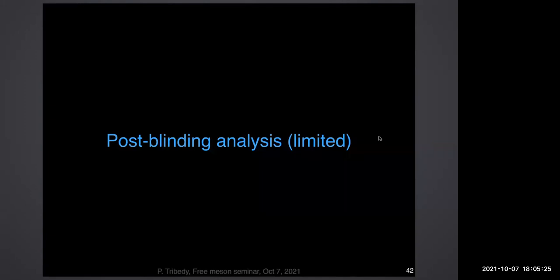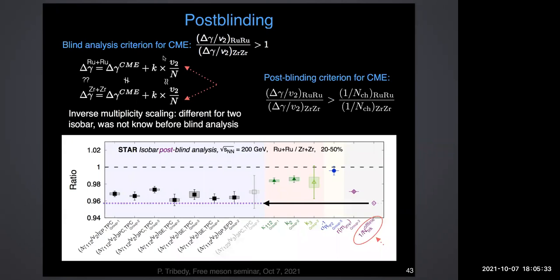Okay, but there is a small section allowed in the analysis which you have to refer to as post blinding, but it has to be very limited. And there we try to actually address this thing that I told you before. So remember, our criteria was delta gamma between ruthenium over zirconium has to be greater than 1. And this came from these two equations that I told you.